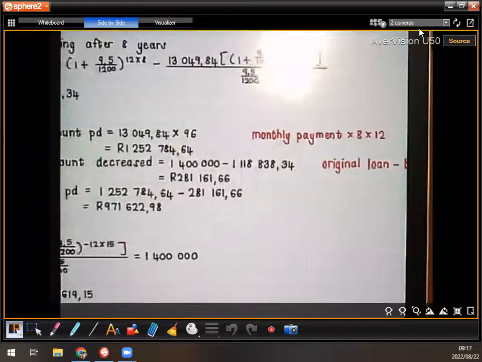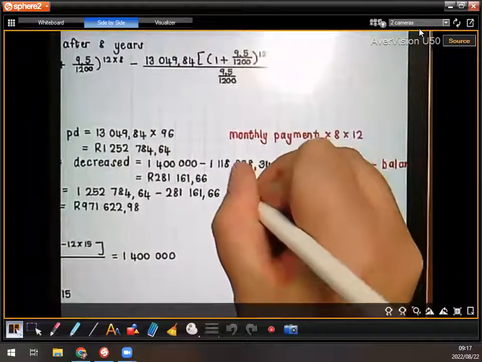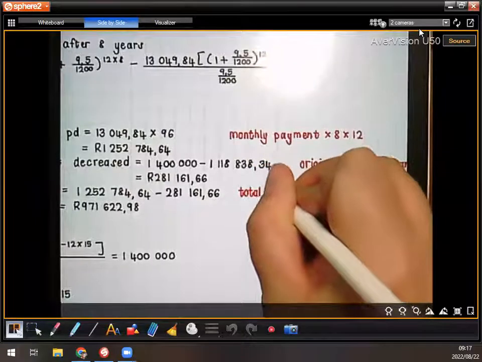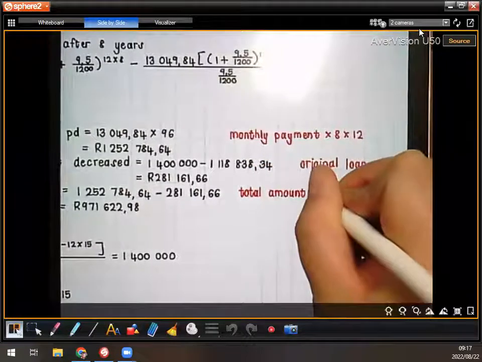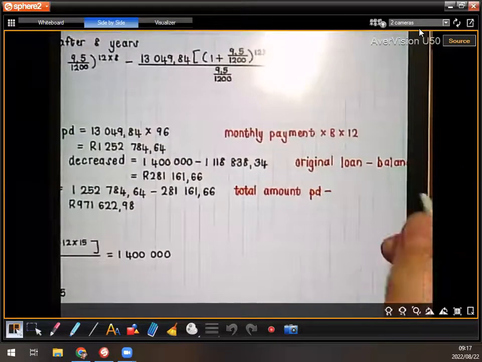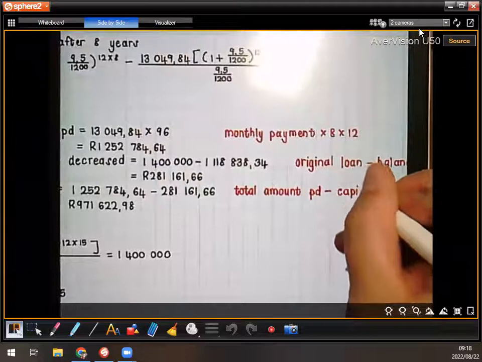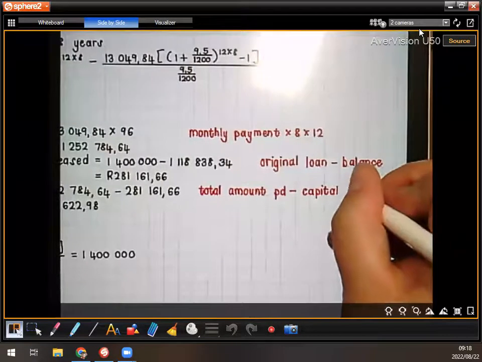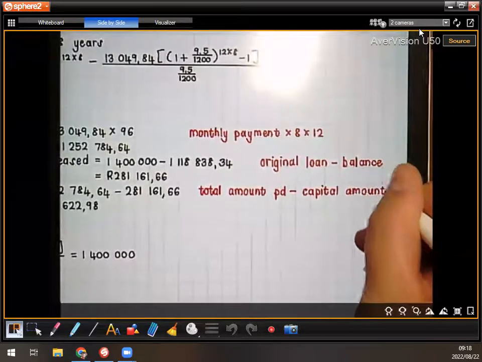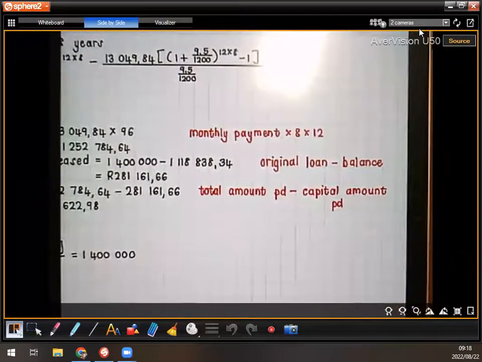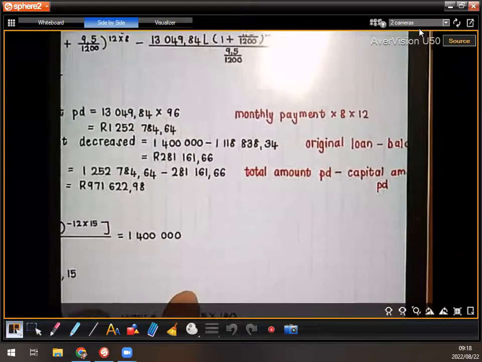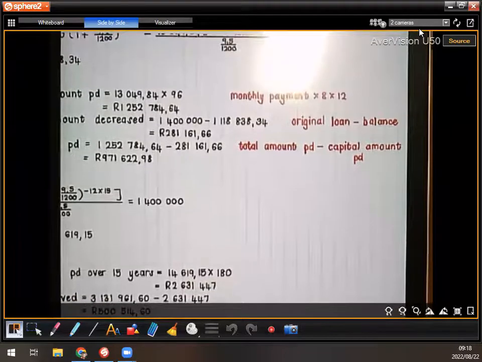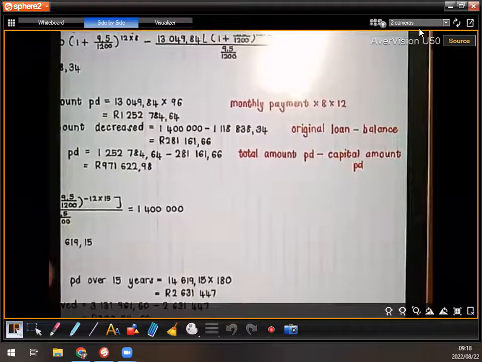Here I'm just going to move to the side slightly. Interest amount paid is total amount paid minus capital amount paid. Guys, a question like this can be 4, 5 marks.